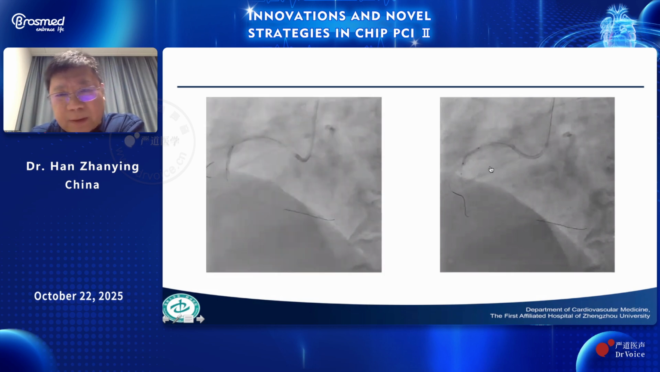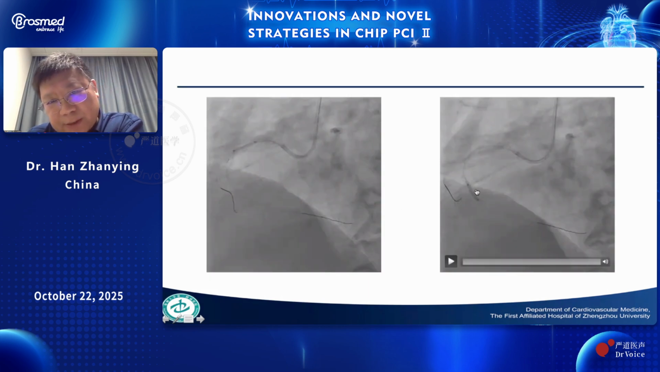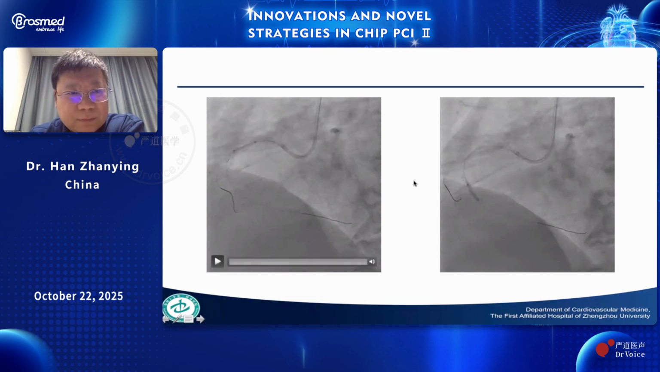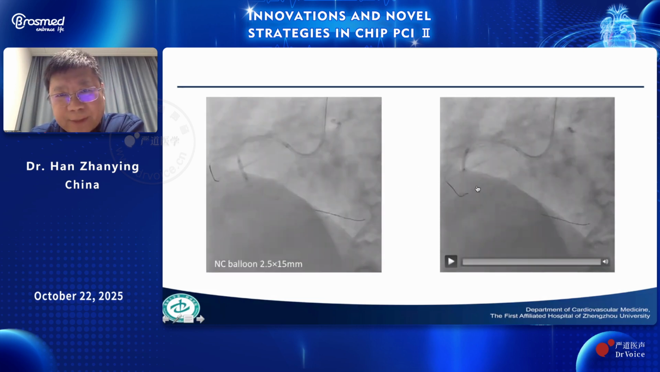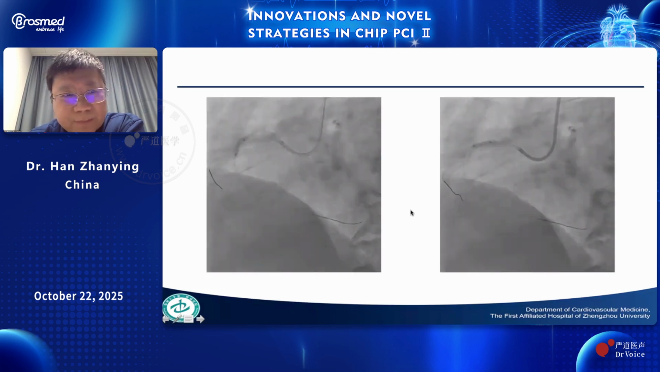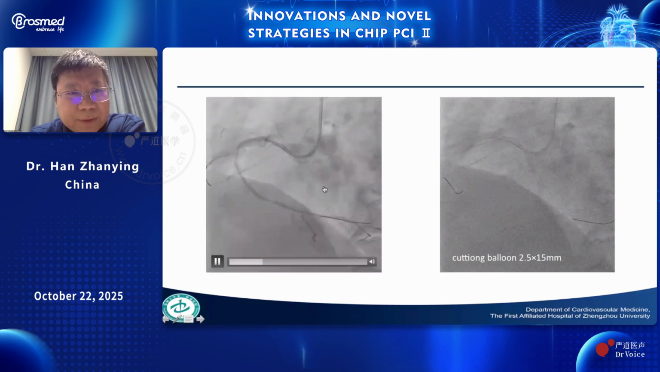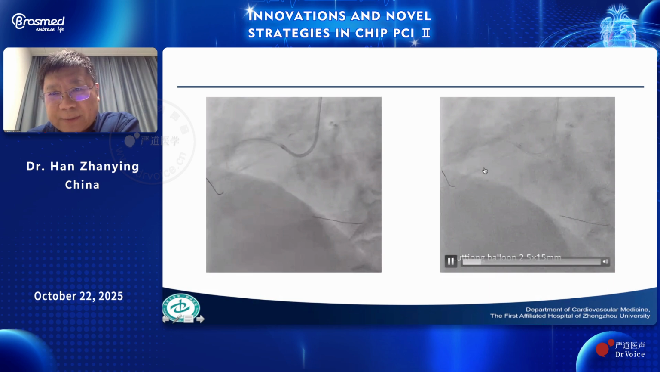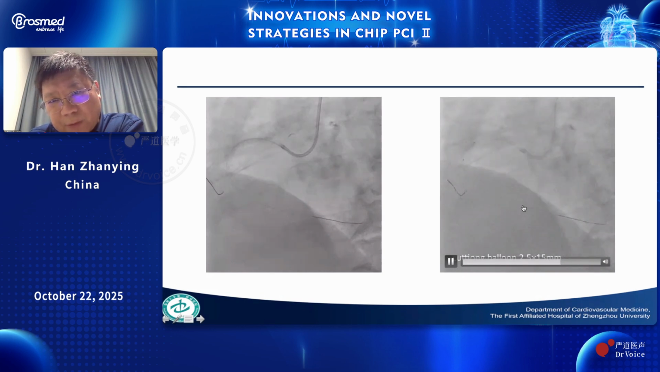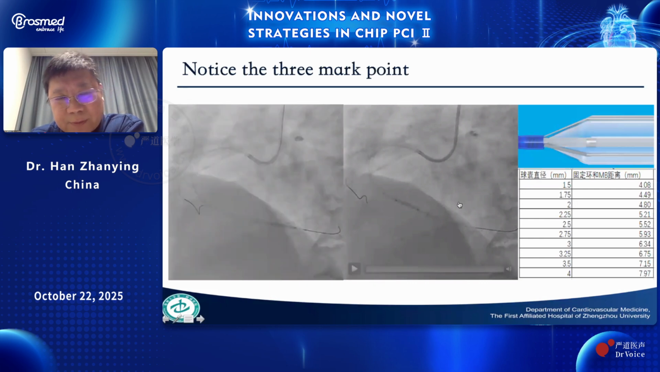After treating the proximal segment, we chose another NC balloon to predilate the middle segment. I'll show you how to advance this cutting balloon. After predilation with the NC balloon into the distal part of the right coronary artery, we successfully advanced this cutting balloon to the distal part. So this case is not so complex.